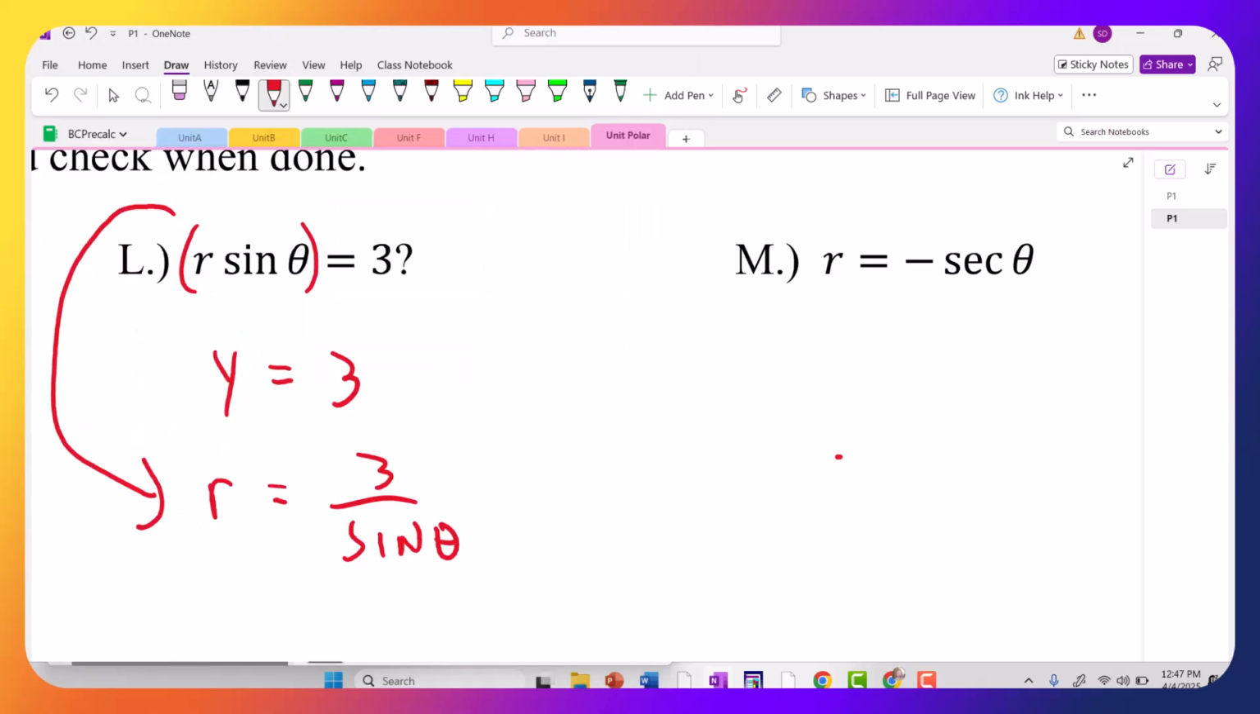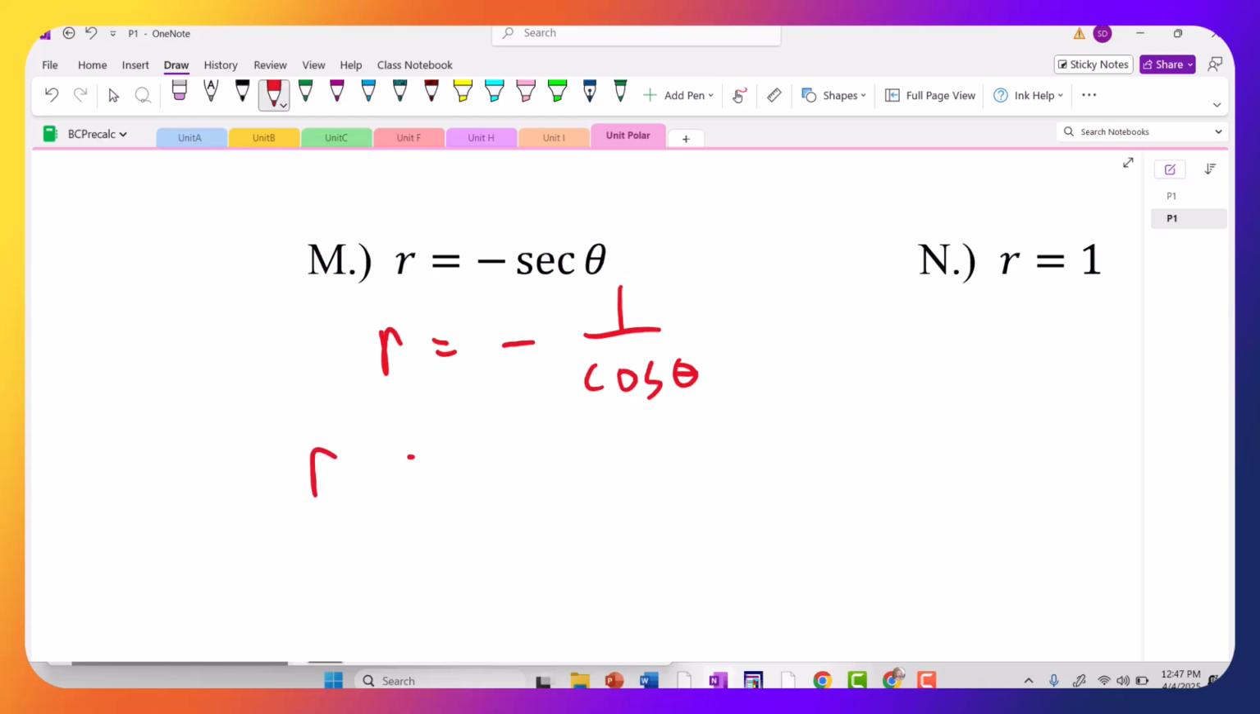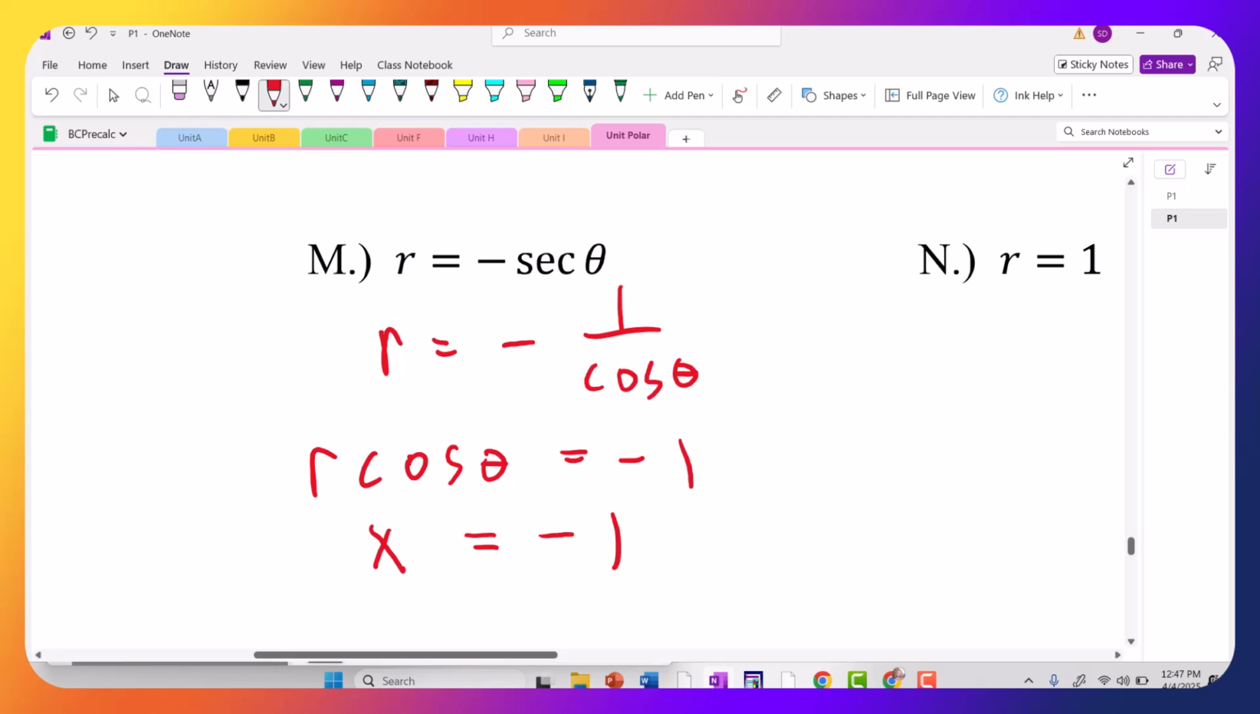Next one. Hey, what's secant? 1 over cosine. r equals -1 over cosine theta. And then you know what? To get this in rectangular, multiply both sides by cosine. Get rid of that little tick mark there. And then what's our r cosine theta? x. What kind of line is x equals -1? Straight, red, vertical.